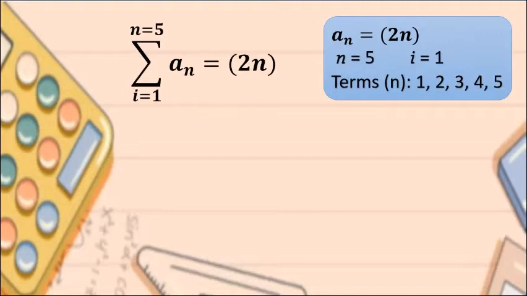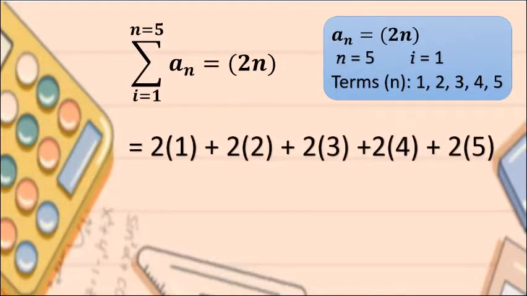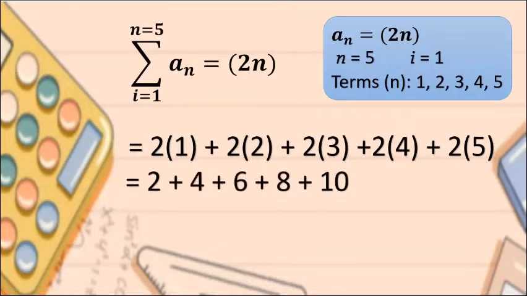So let's substitute the value of our terms in place of n. So we will have this equation: 2 times 1 plus 2 times 2 plus 2 times 3 plus 2 times 4 and 2 times 5. And then let's do the operation. We will have 2 plus 4 plus 6 plus 8 and 10. So once we add all these terms, we will have a result of 30.